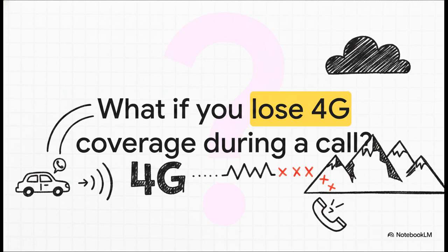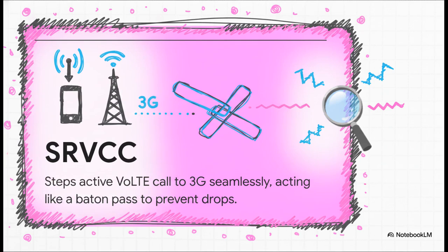So picture this highly relatable scenario. You're driving in your car, you're on a flawless Volte call using the 4G network, and suddenly you drive right out of the 4G coverage area. The signal is dying. If you're entirely reliant on 4G data packets for your voice, your call is doomed, right? Well, the crucial point here is how the network steps in to save you from hanging up.